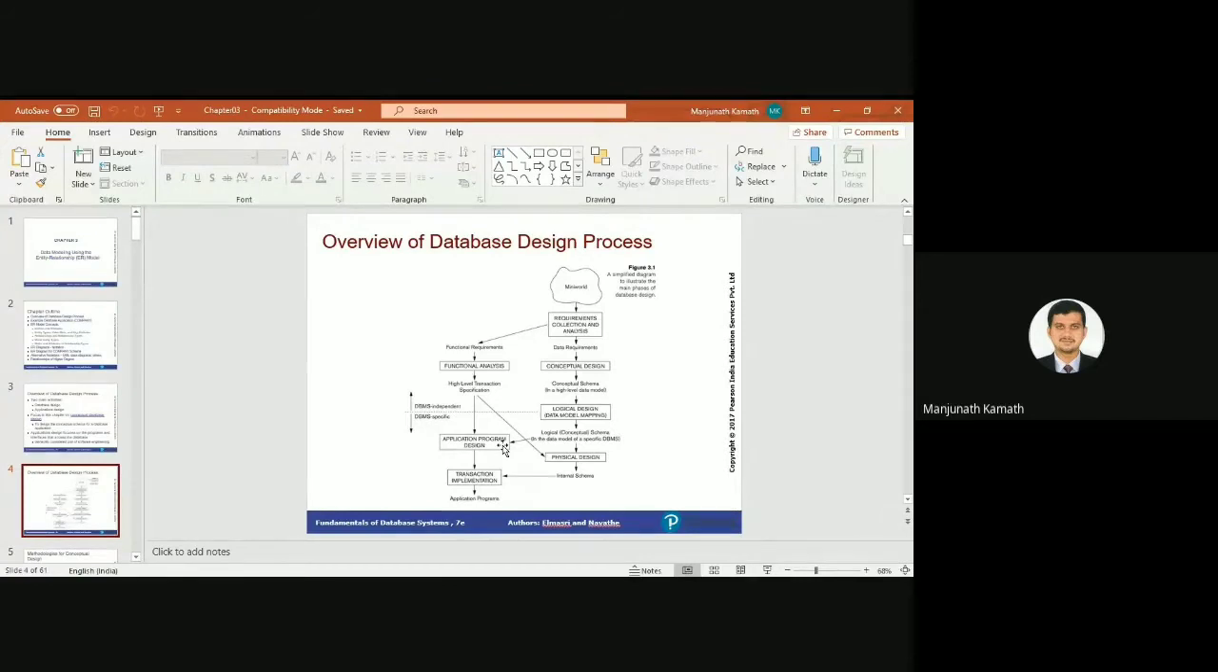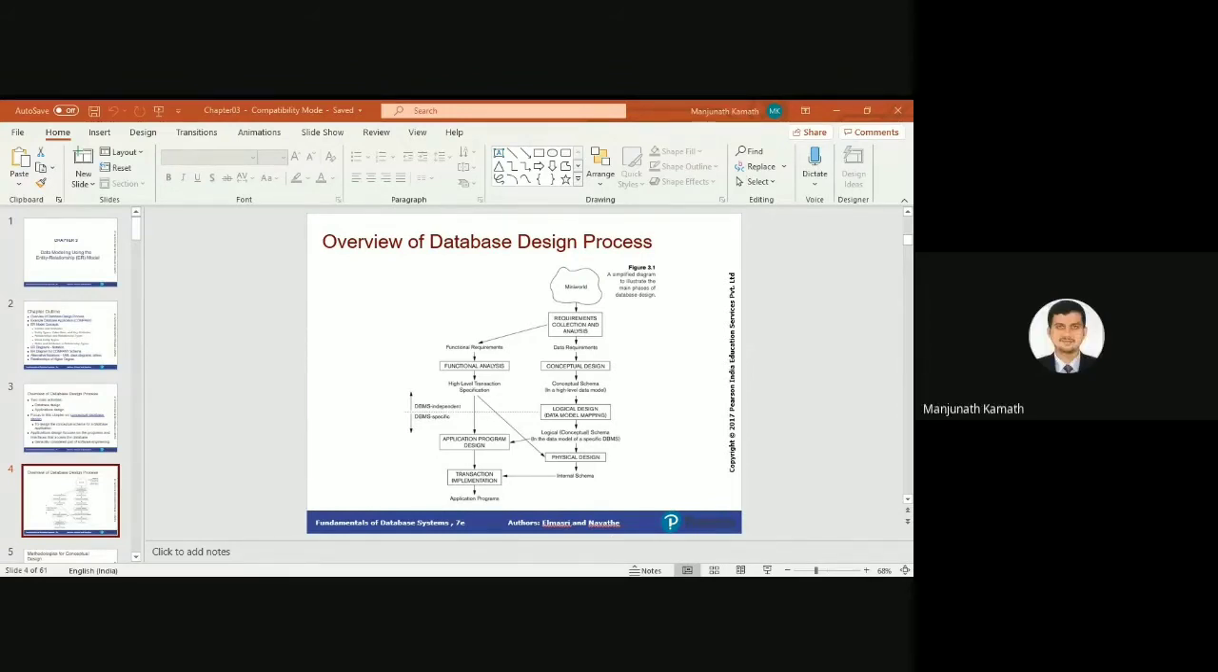Diagram is visible now clearly. Diagram is visible now. Yes, sir. Yes, sir. What is it?